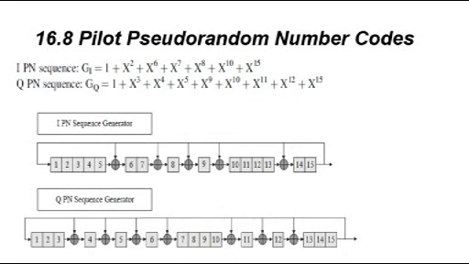Pilot pseudo-random number codes, or PN sequences, are important. One characteristic is the autocorrelation property. When a PN sequence correlates with itself, the result is a perfect correlation.